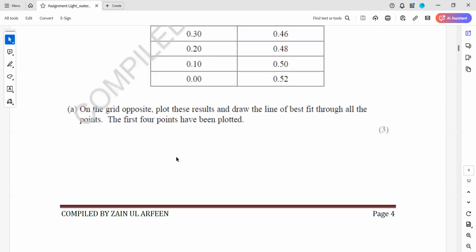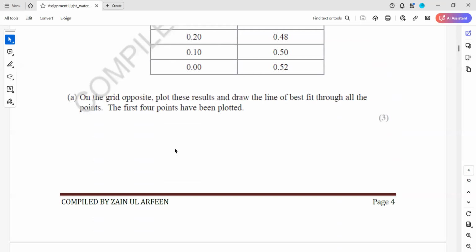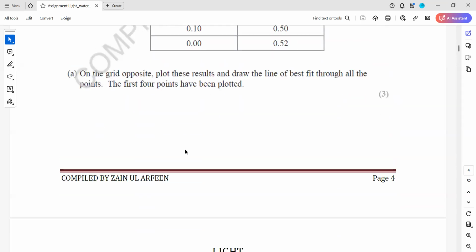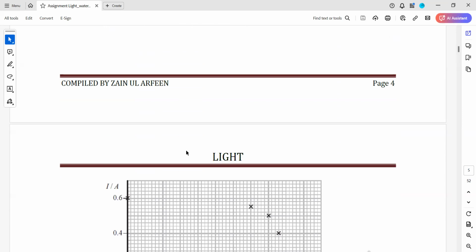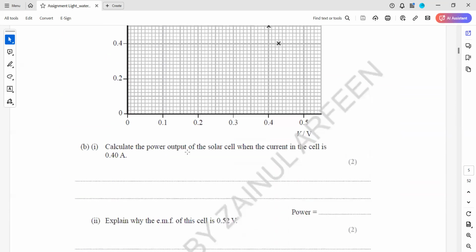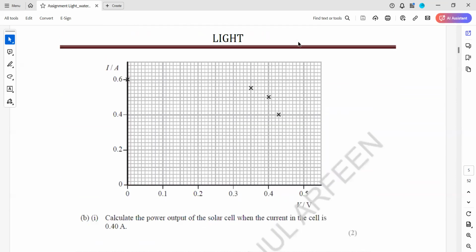If it's a best fit straight line, the number of points above and below should be the same. But if it's a curve, then draw a freehand graph. In this case, what will be the shape of the graph? It will be like this. So the graph will be somewhat like this.